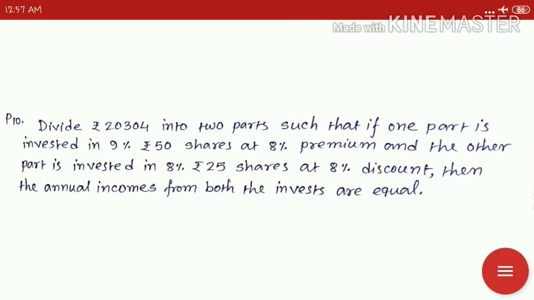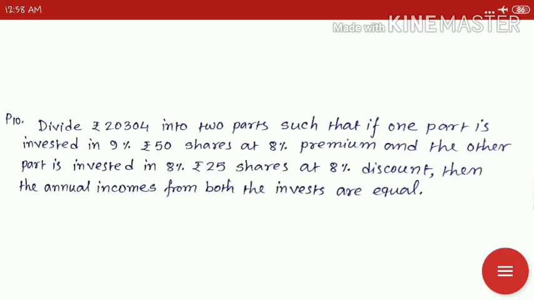You can see that in here two types of investments are there. In the first investment, it is said that he has invested the first part into shares which have a face value of rupees 50, rate of dividend 9%, and 8% premium. That implies the market value. And the other part he has invested into another type of share which has face value of rupees 25, rate of dividend 8%, and it is at 8% discount.